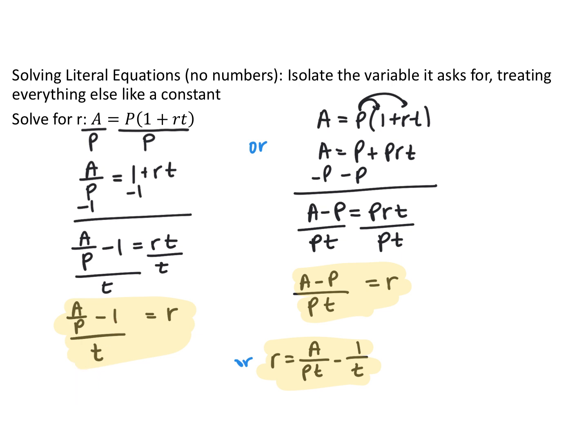Another common option is to distribute the P, so you end up with P plus PRT on the right side, subtract the P from both sides, and then divide by PT, so you end up with R equals A minus P over PT. Another equivalent solution, if you were to simplify either of these, you would get A over PT minus 1 over T. Those are all equivalent solutions. So there's different ways you can kind of solve them, and your answer may look a little bit different, but they're all equivalent solutions.